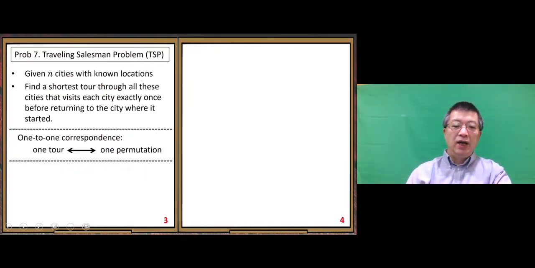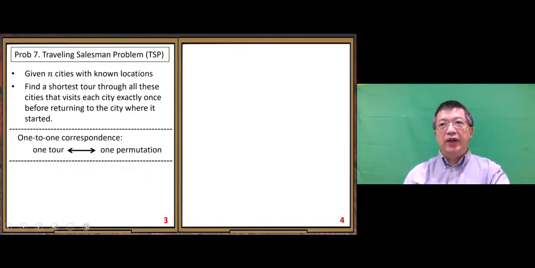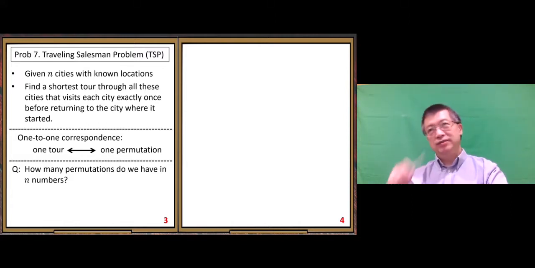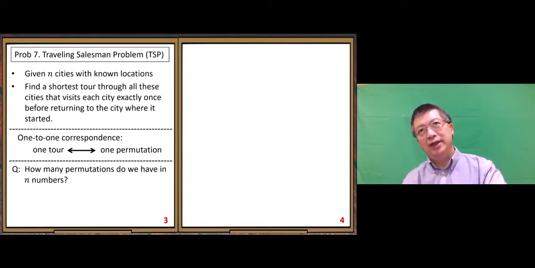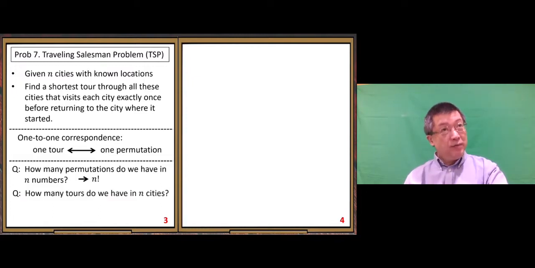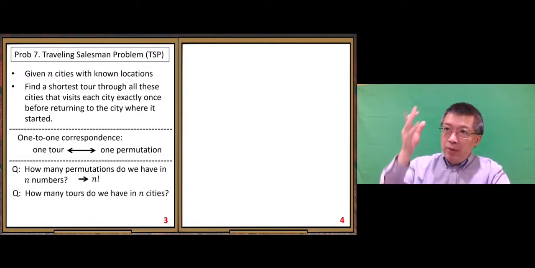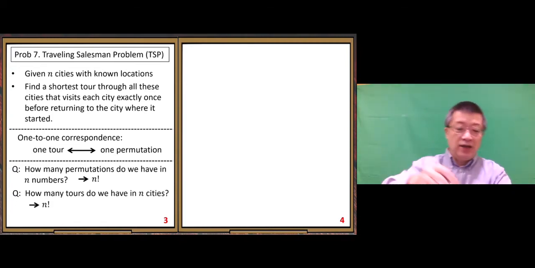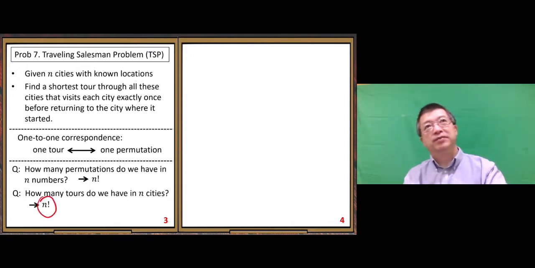Next, we want to look at the number of permutations. How many permutations do we have in n numbers? You learned in your discrete math, if you remember, the answer is n factorial. That means our number of tours is the same number, n factorial. This is a big number.